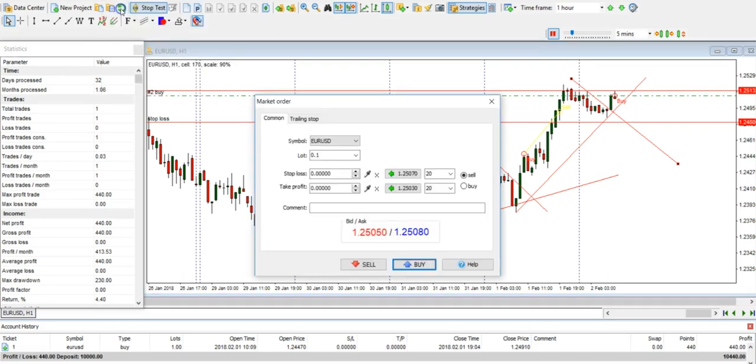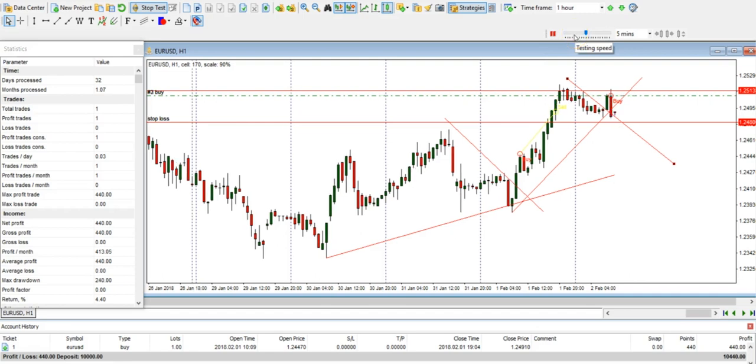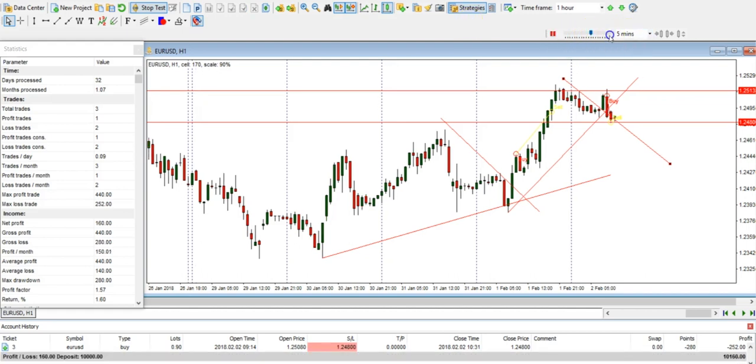That should have been one lot. Okay, so I have to fill that on. I've got a stop loss, and we'll just speed this up. Okay, so there it took us out, no problem. Move on to the next day.